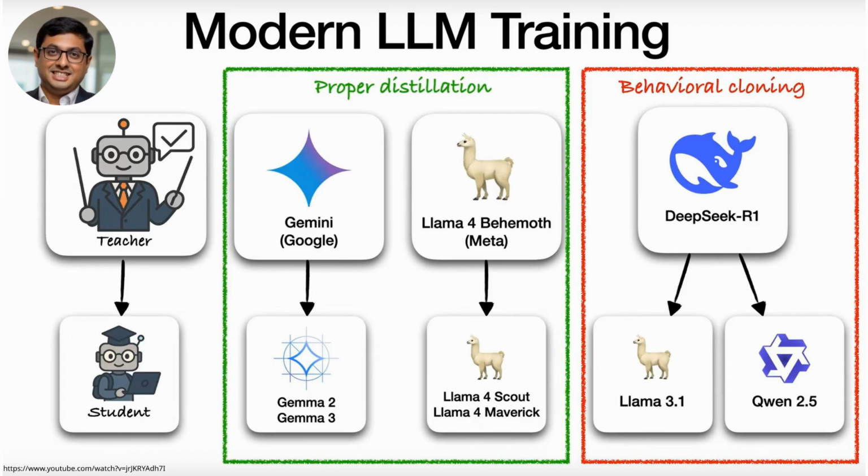In contrast, DeepSeek's approach is better described as behavioral cloning. Here, the student model learns to imitate the observable behaviors of the teacher, but may not fully capture the deep reasoning skills. This is performed when the source code and weights of the teacher model are not accessible. As shown in the illustration, models like Gemma 2, 3 and Llama 4 Scout and Maverick come from proper distillation, while Llama 3.1 and Qwen 2.5 follow the behavioral cloning path. This distinction affects how well the student model generalizes and adapts to new tasks. Let's look at these types of distillation in detail.